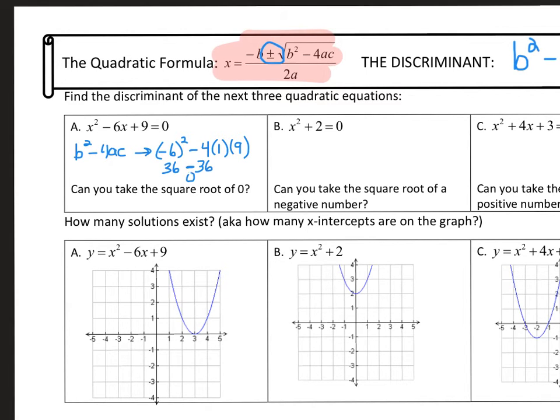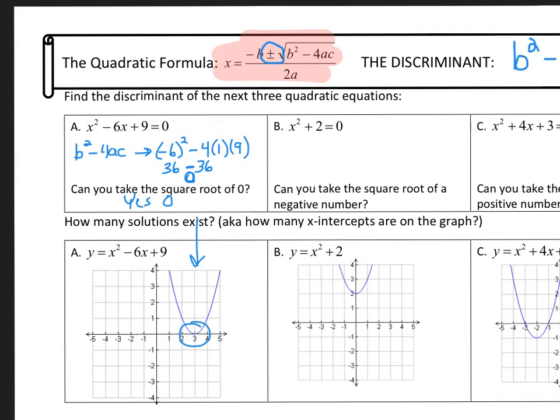And so the discriminant came out to 0. Can you take the square root of 0? Yes. The square root of 0 is just 0. So in the quadratic formula, we would then take the opposite of b plus or minus 0. It doesn't matter what the opposite of b is. When you add or subtract 0, you only get one answer. And as you can see, looking at the graph of that equation, it does indeed have only one x-intercept. It's the vertex.